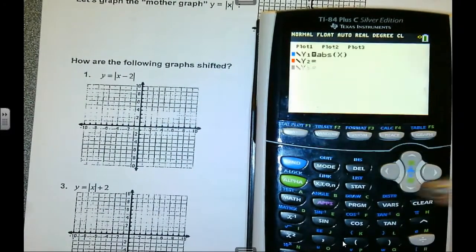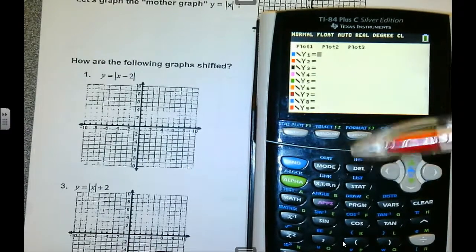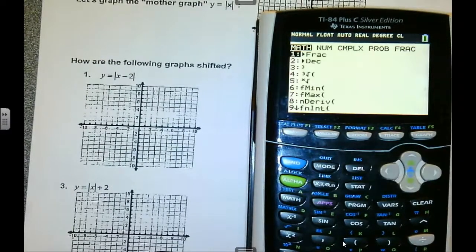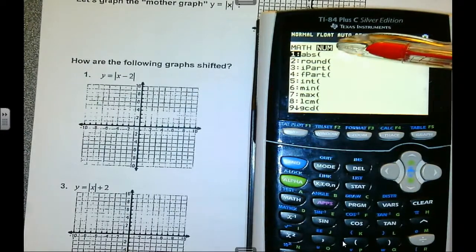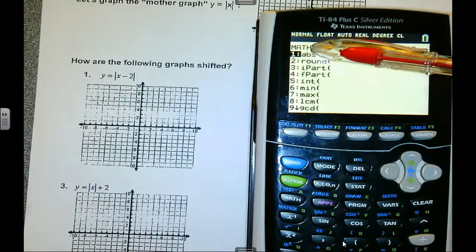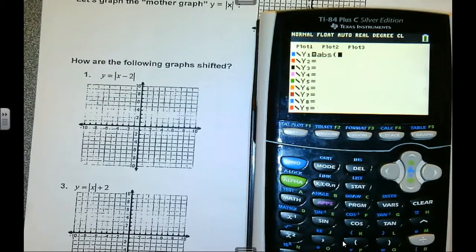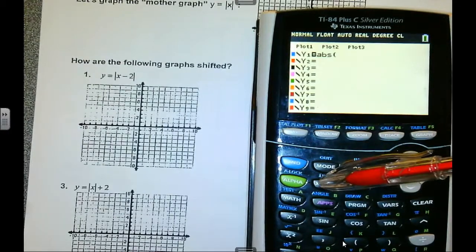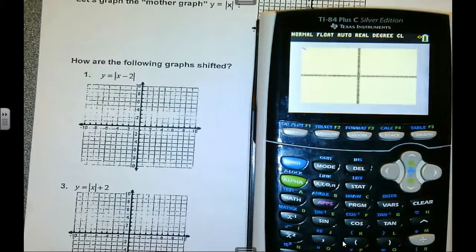Hit your y equals button. Now hit your math key, arrow over to NUM, which means numbers, numerical. And then ABS, you could either hit 1 key or enter. Now put in X, close parenthesis, and graph it. It looks like a V.